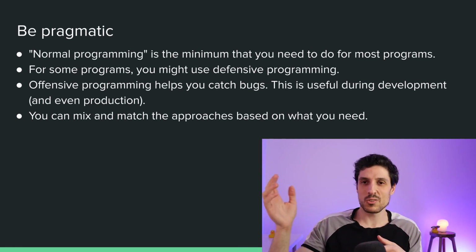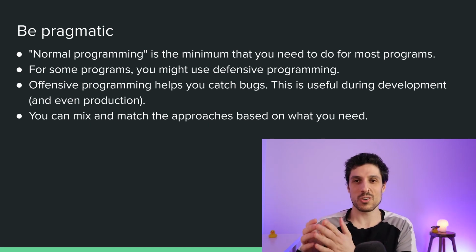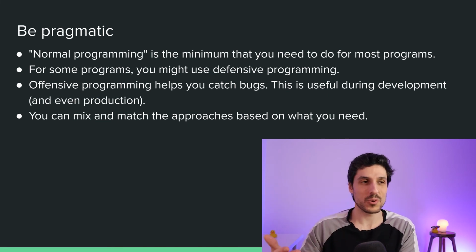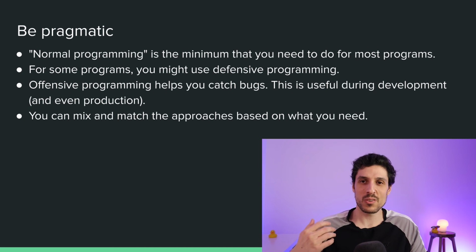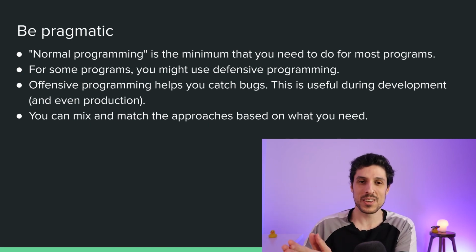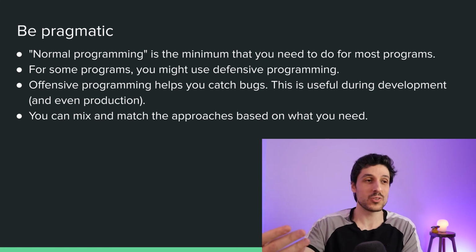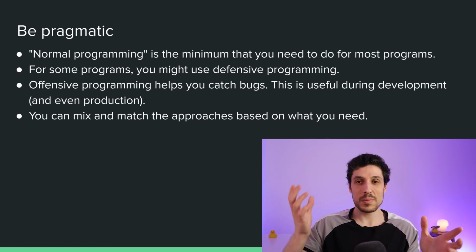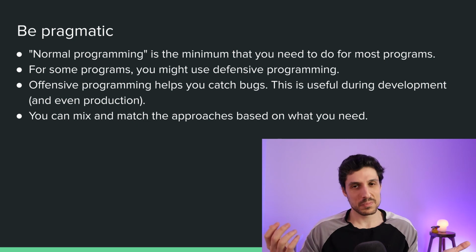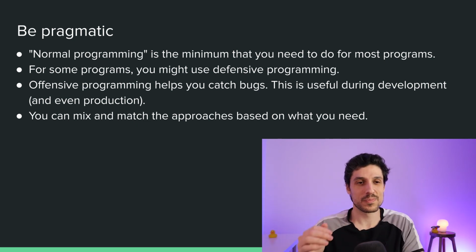But that's not to say that you can't use a feature or two or a check or two in some critical places. And of course, if you're working on critical software, then you might need to use a lot more defensive programming, okay? And finally, offensive programming helps you catch bugs, which is really good during development. So as much offensive programming as you can use, that's probably a benefit, especially if you don't have to use it in production. And of course, you can mix and match all of the approaches because, again, you need to be pragmatic and do what's best for your code in your code base.